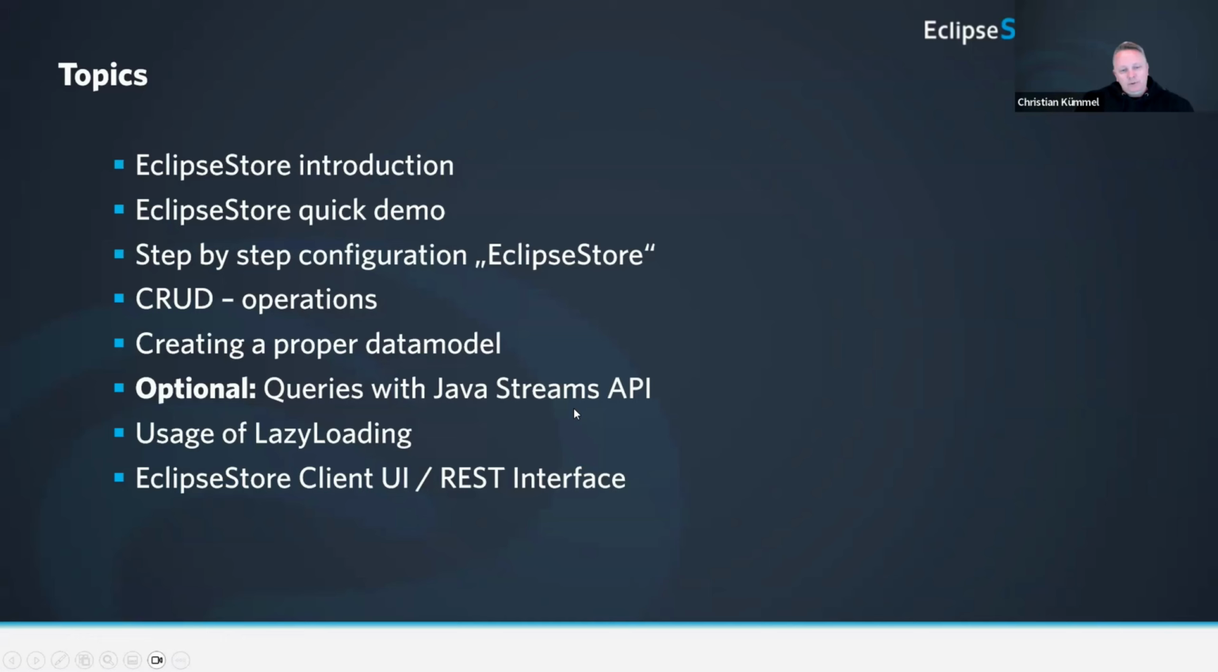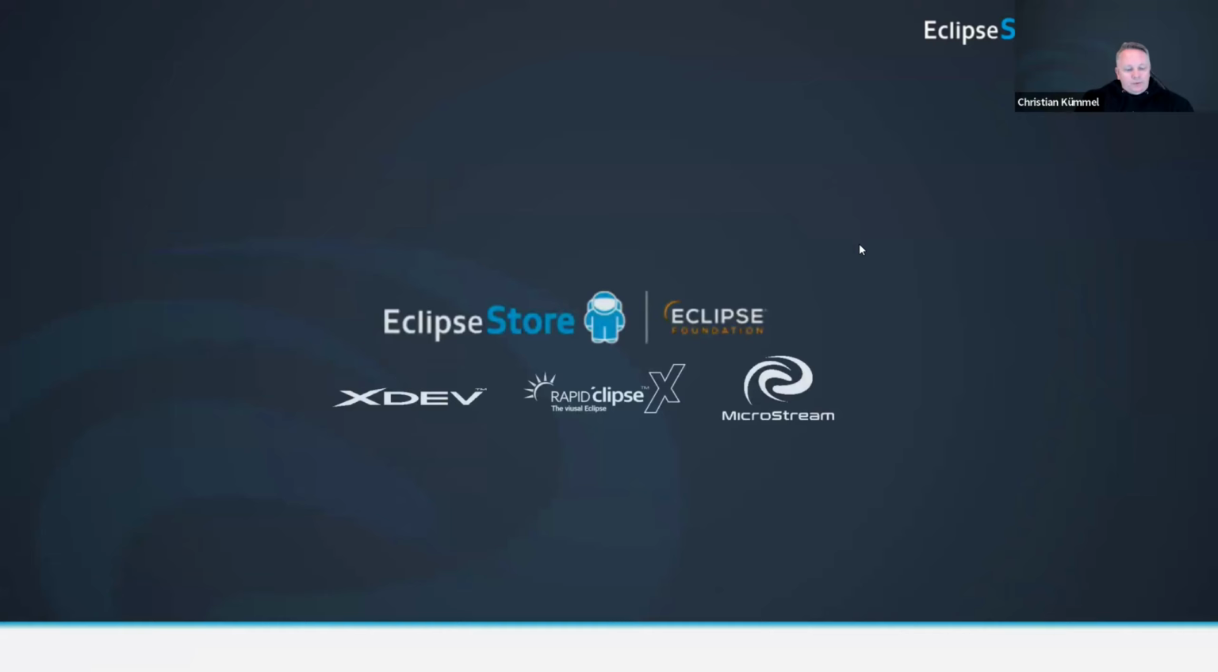But I will share a project with you where all that stream stuff is covered, so you could have a look afterwards. Then we have to talk about lazy loading, the reason why we do not want to have all the data in RAM all the time. And last but not least, there is a client UI to see what's going on in the storage. And we have to talk about legacy type mapping. That means what happens if something changes within our classes. That is called legacy type mapping. Okay, these are the topics for today.